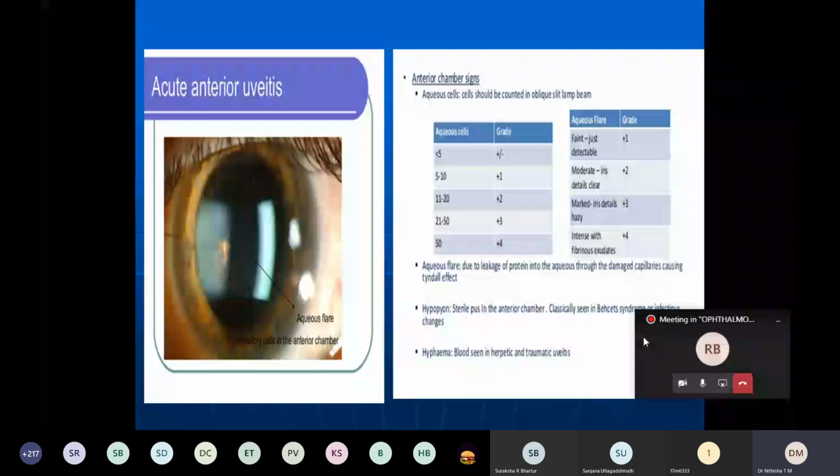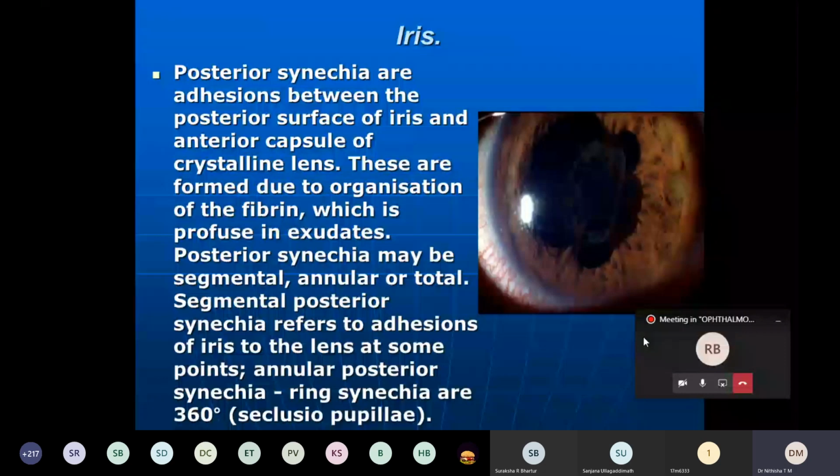Then what are the other changes you see in your iris? You should always remember posterior synechiae. Posterior synechiae are adhesions between the posterior surface of the iris and the anterior capsule of the crystalline lens. These are formed due to organization of fibrin, which is profuse in the exudates, and synechiae can be segmental, annular, or total.